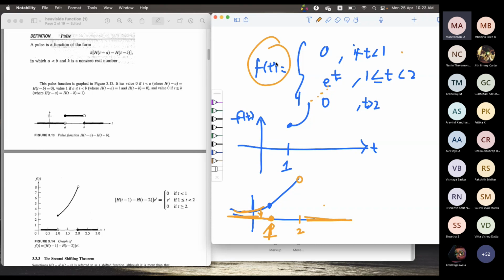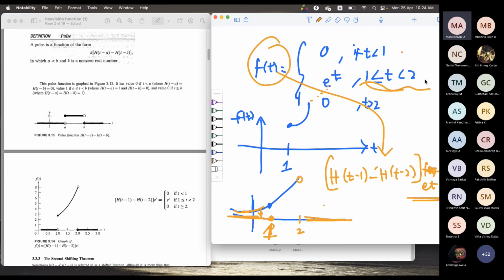The corresponding function using the Heaviside functions is h of t minus 1 minus h of t minus 2, overall into e raised to the power t. Actually f of t is e raised to the power t only in this interval. So the corresponding f of t can be written using this interval into this function; it is called a pulse function. Is it clear?